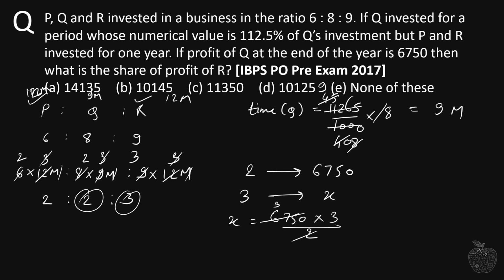So 2 3s are 6, 2 3s are 6, 1 2 7s are 14, 1 2 5s are 15. So 3375 into 3 will give me 3 5s are 15, 3 7s are 21, 22, 3 3s are 9, 11, and 3 3s are 9, 10. So 10,125 is the profit share of R, and this is our required answer. So here option D, 10,125 is the correct one.